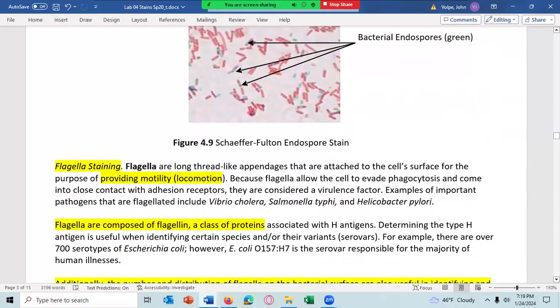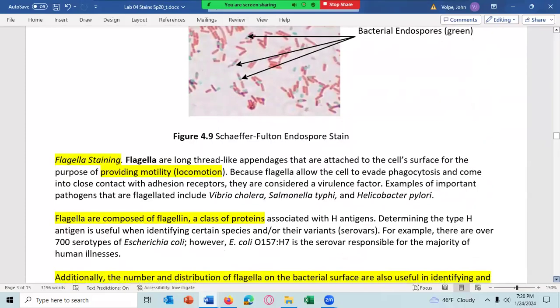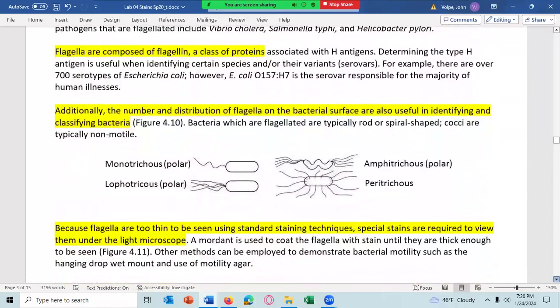The flagella provides motility for the bacteria, or locomotion for the bacteria. Flagella is composed of flagellin, and this is a protein. Additionally, the number and distribution of flagella on the bacteria is useful for identifying and classifying the species of bacteria.